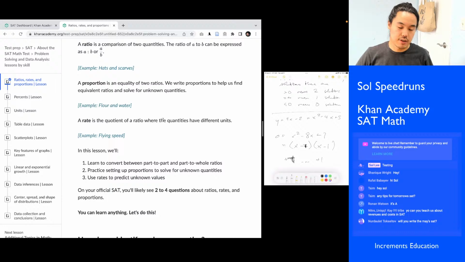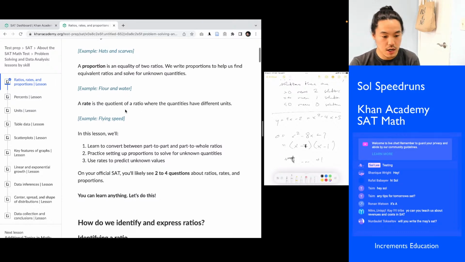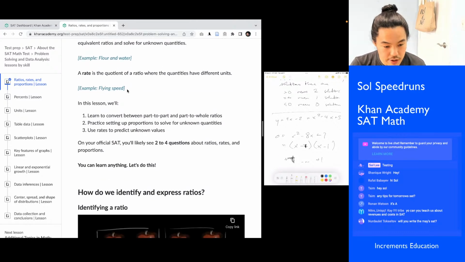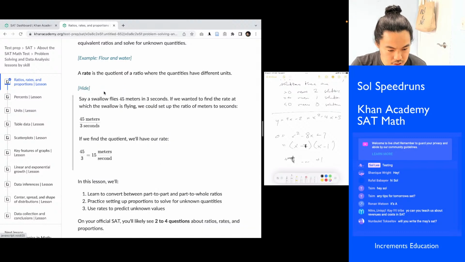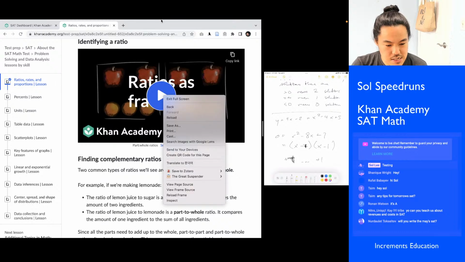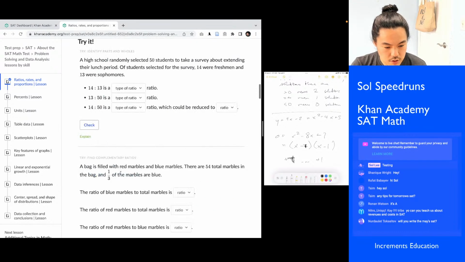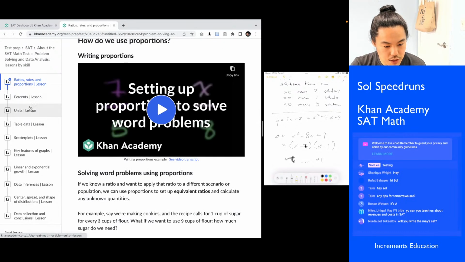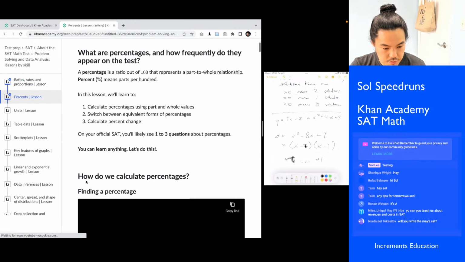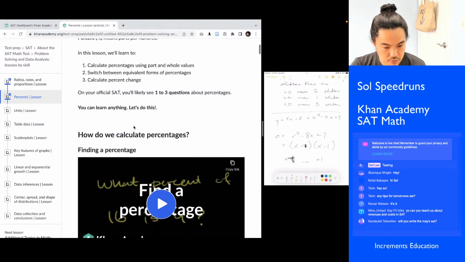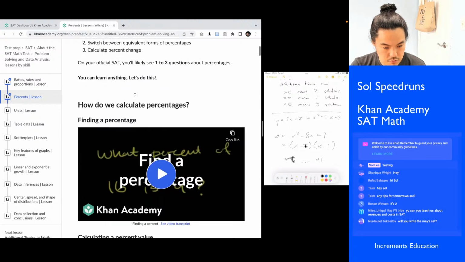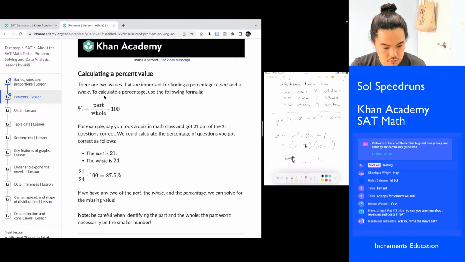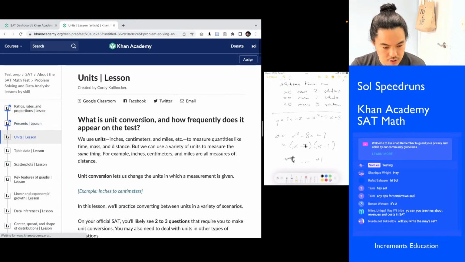All right. A ratio, I got it. A proportion, I got it. A rate? I got it. Okay, these are just definitions. I'm good. Okay, I'm good.